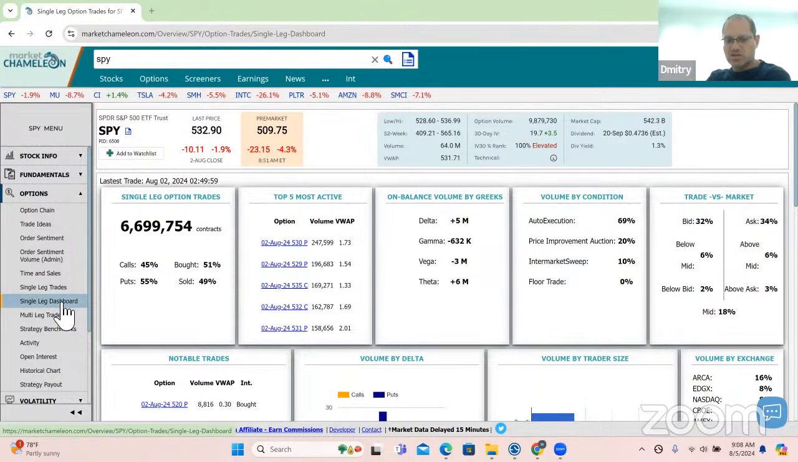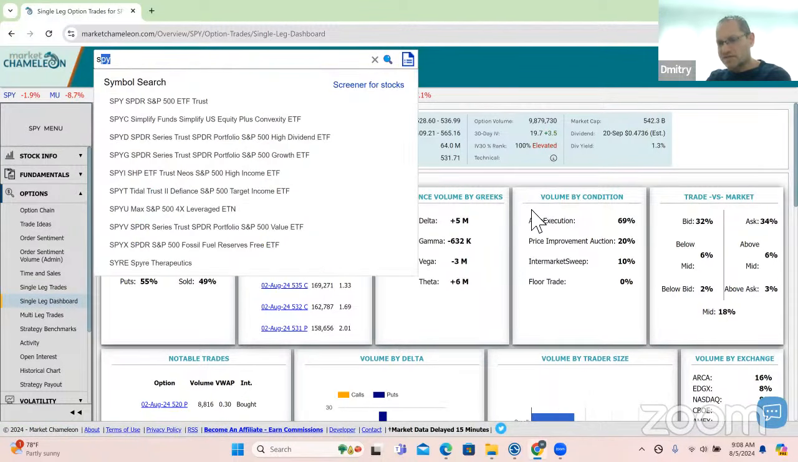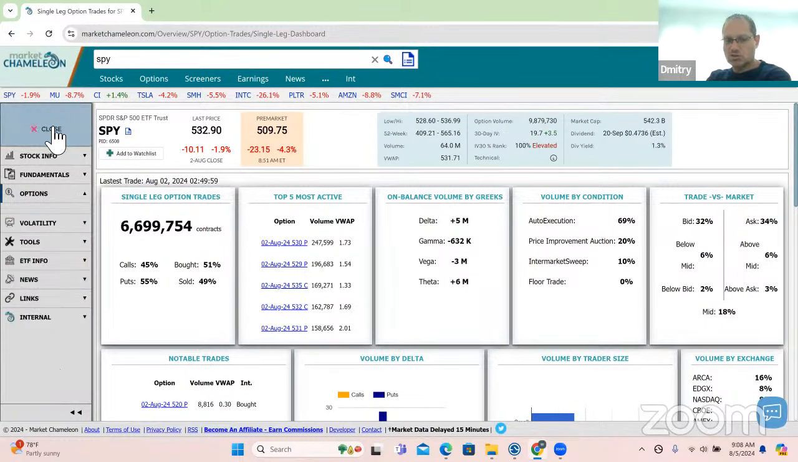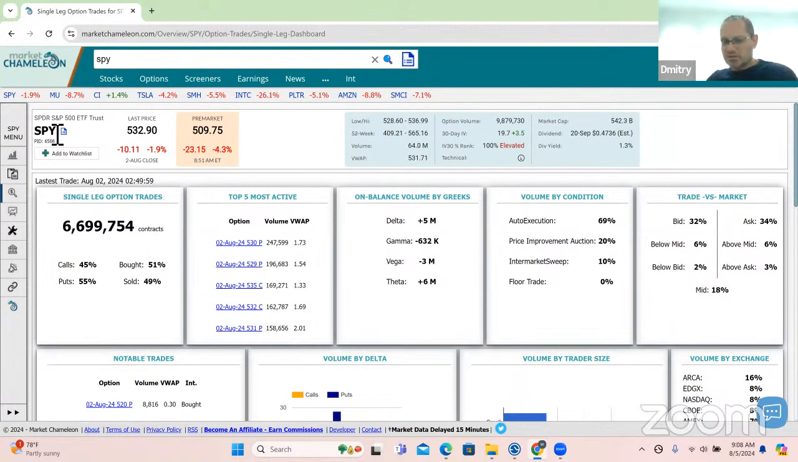this single leg dashboard. Okay, so I'm going to close this. So if you go to SPY or whatever stock symbol you put in there, you land on a summary page, and under options, the single leg dashboard, that's the page we're on right now. So I'm going to just close this menu to expand the screen.